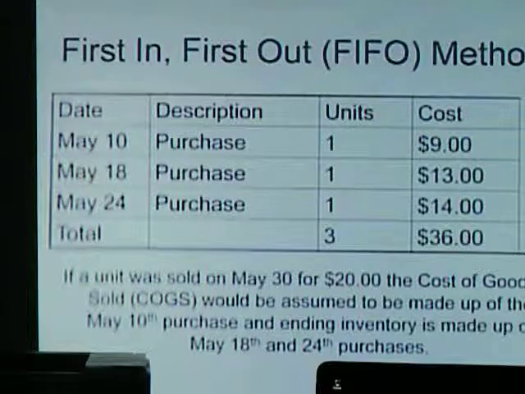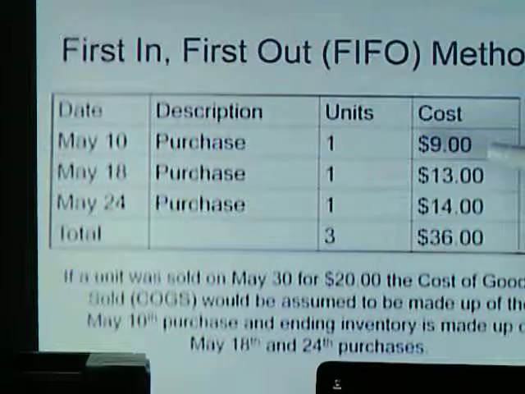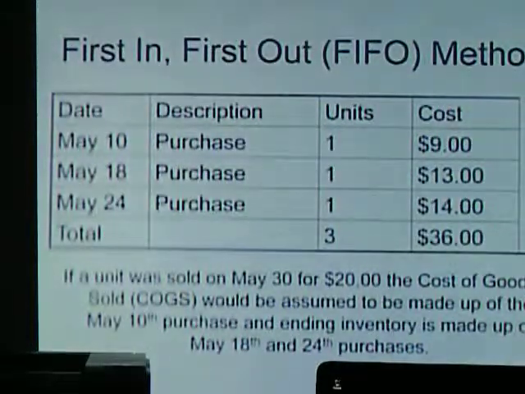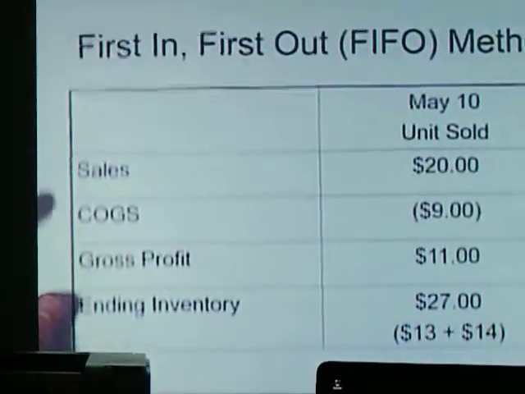If I sell the May 10th purchase, which is first in, first out, I will sell the first item that I bought. Even if they're all the same, the assumption says first in, first out, I will sell the first item I bought. So we're going to sell the $9 unit. Alright, so let's take a look at how this all sets up.